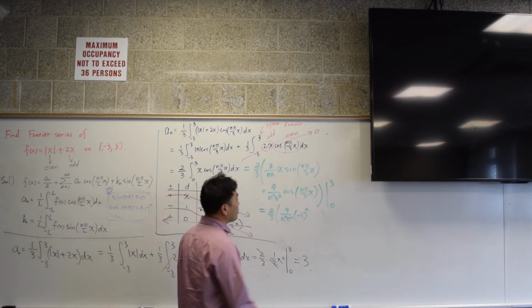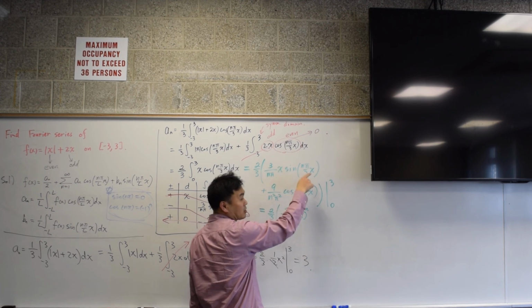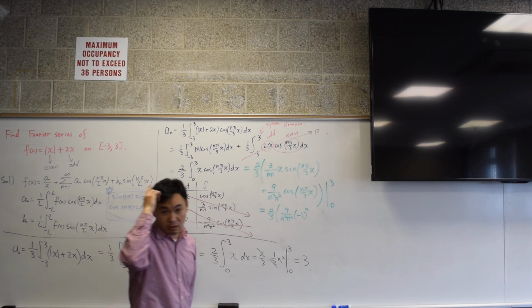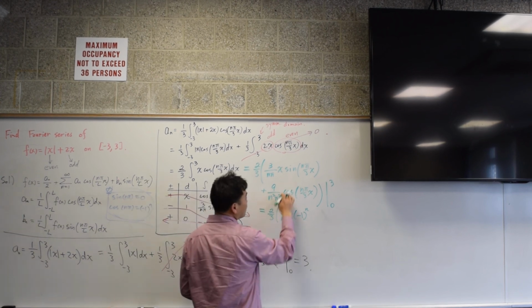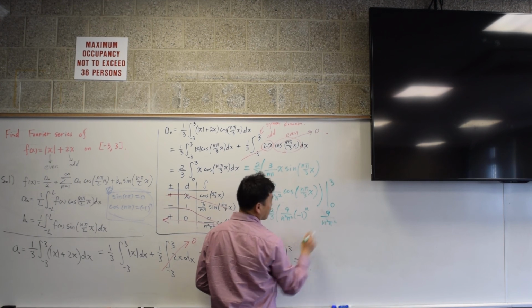Now when you plug in 0, 0 goes in here, and therefore 0 times anything is 0, so that goes away. When you plug in 0 here, what do you get? What's cosine 0? 1. Therefore, this becomes 1, and you get 9 over n squared pi squared. Okay?